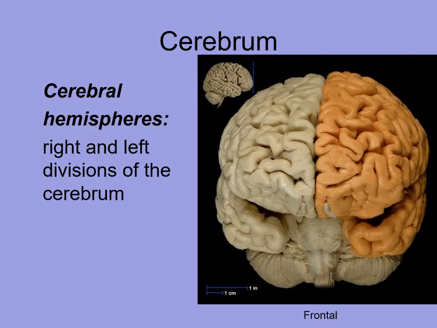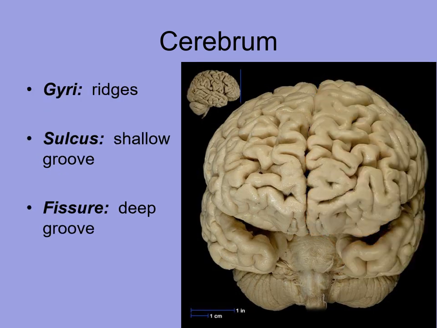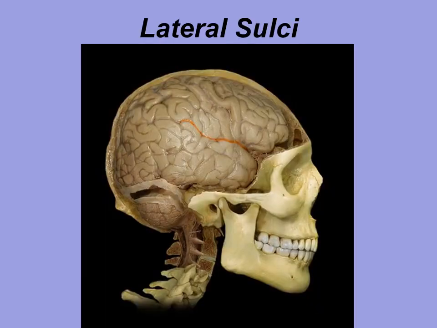The cerebrum is divided into two hemispheres. There's a right and a left. When we look at the brain, the ridges that are present are known as the gyri. So all these ridges here. These shallow grooves are the sulcus, and the deeper grooves, like right along here, are known as the fissures. The lateral sulcus is shown here.